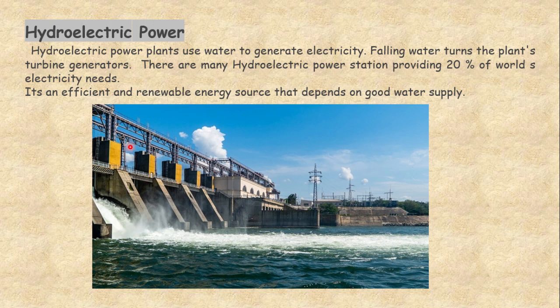In hydroelectric power stations, about 20% of the world's electricity is produced. It is an efficient and renewable energy source. Renewable energy sources are those energy sources which we can repeatedly use or which do not run out. And hydroelectric power, what is the advantage? It just depends on a good supply of water.